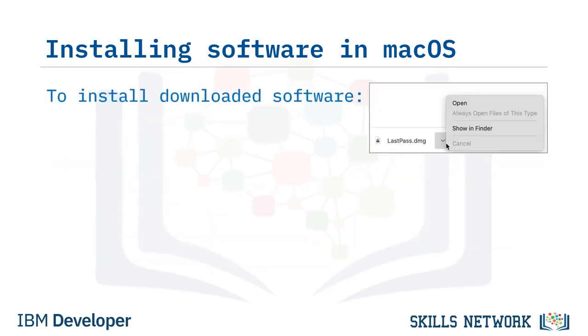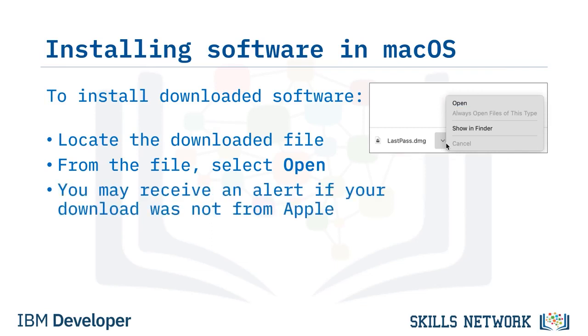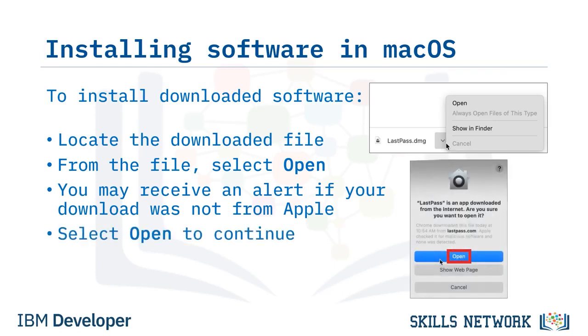To install macOS software that you have downloaded from online, open the downloaded file and then follow the installation prompts. Locate the file you have downloaded, which may sometimes appear in the bottom corner of your browser after the download is complete. If you did not download the software from the Apple App Store, you might receive an alert that says the application cannot be opened. If you're sure the software is safe, then select Open to continue the software installation.